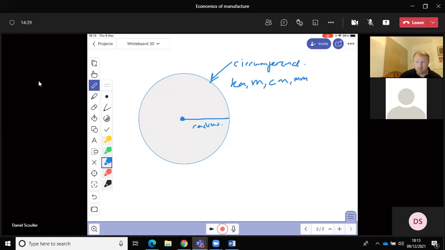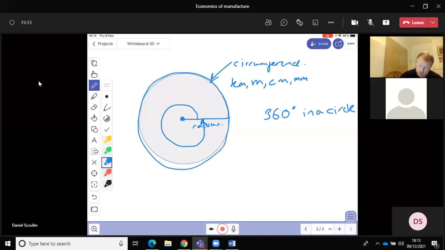When we're talking about the degrees in a circle, about angles in a circle, a full rotation is going to be 360 degrees. Now that will be important when we start breaking circles down. So 360 degrees in a full circle. If we start at this point and go all the way around the circumference, we're going to travel 360 degrees.